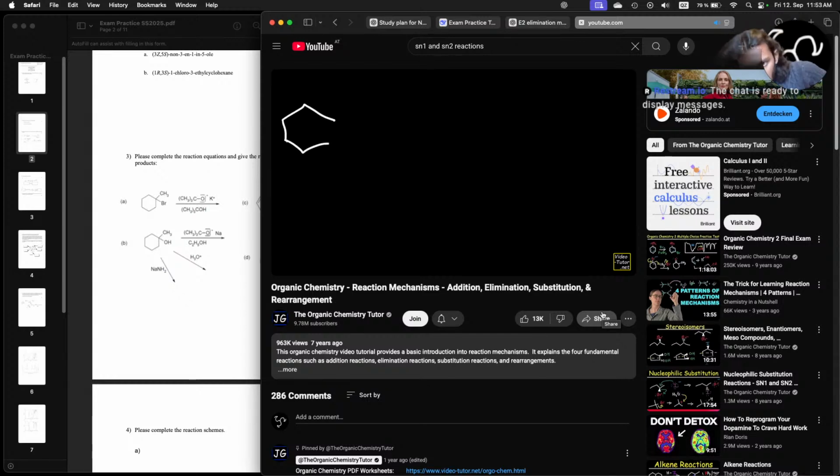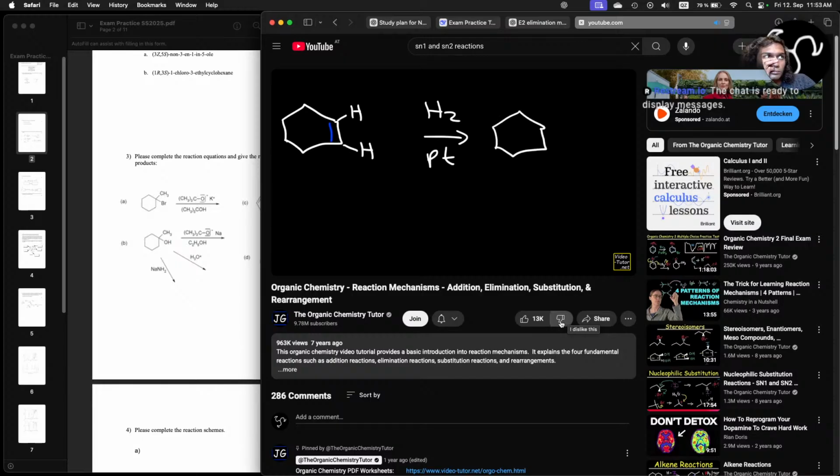So let's say we have cyclohexene. In order to convert this into cyclohexane, we need to add two hydrogen atoms. So here we're going to add hydrogen gas using a metal catalyst. We're going to add two hydrogens across the double bond. And so this is an addition reaction because we're adding something to the molecule. We're adding two hydrogens to it.